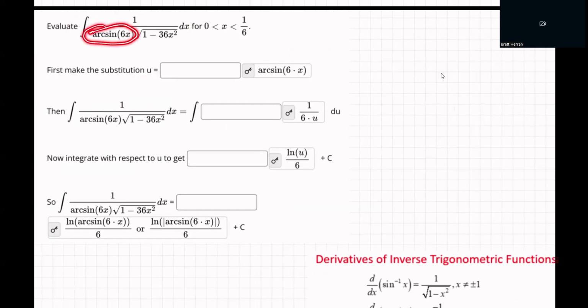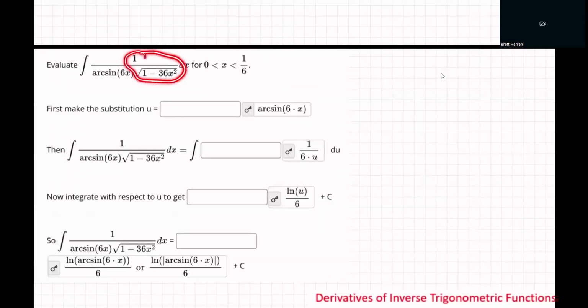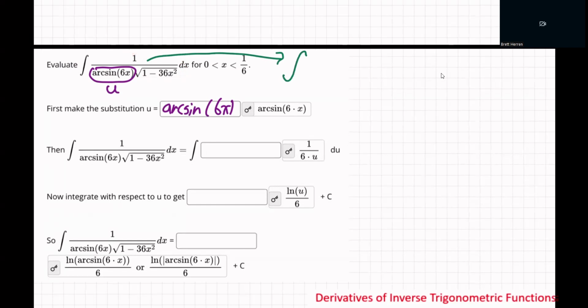Why? Because of this derivative down here, the derivative formula of arc sine. See how it becomes 1 over the square root of 1 minus x squared, and that'll produce this piece, you see? So that's the trick. So you're going to let u be arc sine of 6x. This piece right here is going to be your u. So then what does your integral become? Well, we bring it over here. We now have the integral of, so that's going to be a 1, that's going to be a u.